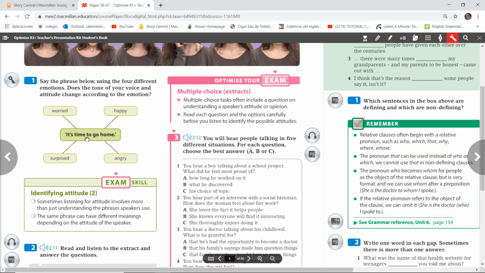Then, do you have problems in this first activity? No? Ok, no estamos en clase para poderlo hacer en vivo y directo para verle sus caritas, pero creo que sí me entendieron la idea. I think you understand the idea. Okay? Now, we're going to continue here. Identify its attitude. Sometimes listening for attitude involves more than just understanding the phrases speakers use. The next point is, the same phrase can have different meanings depending on the attitude of the speaker. Okay, do you understand the idea? ¿Sí entendemos la idea? Yes.